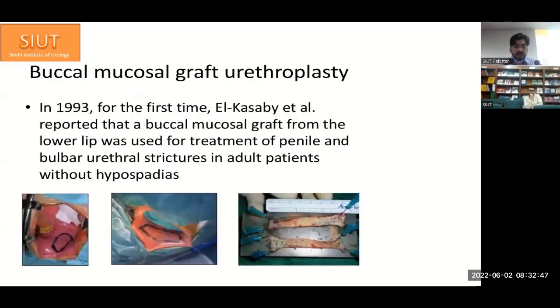Buccal mucosal graft urethroplasty: in 1993, Kulkarni et al. first reported that a buccal mucosal graft from the lower lip was used for treatment of penile and bulbar urethral stricture in adult patients without hypospadias.